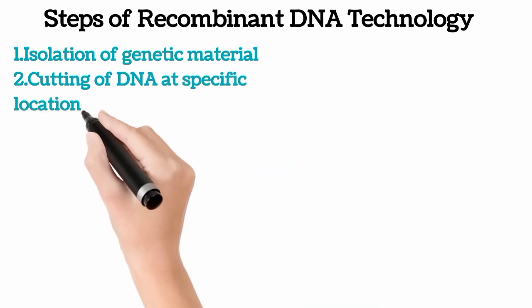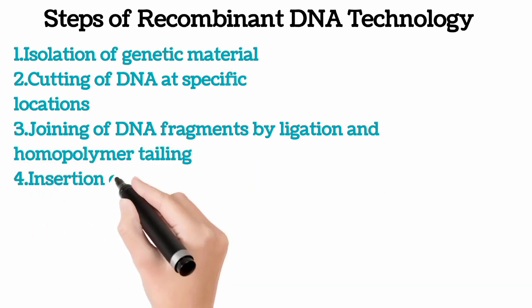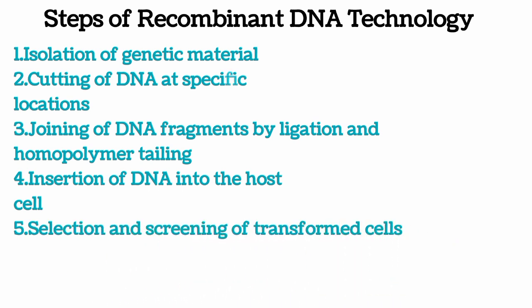So we have steps of recombinant DNA technology, which first include isolation of genetic material, cutting of DNA at specific locations, joining of the DNA fragments by ligation and homopolymer tailing, then insertion of DNA into the host cells, and then selection and screening of transformed cells. So generally, the first step involves the isolation of the genetic material of interest. Let's say you want to isolate the segment of DNA for insulin production. So first the DNA will be isolated, and then you cut the DNA at specific locations using restriction enzymes.